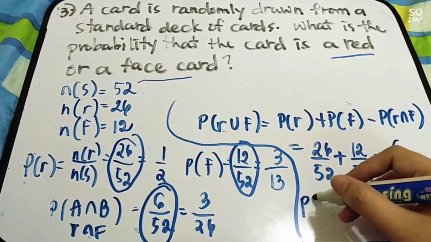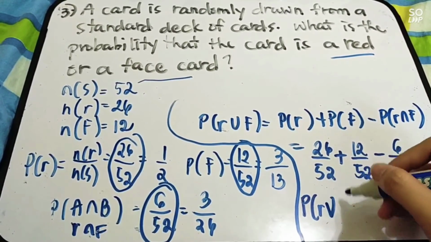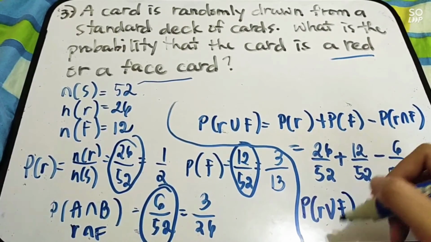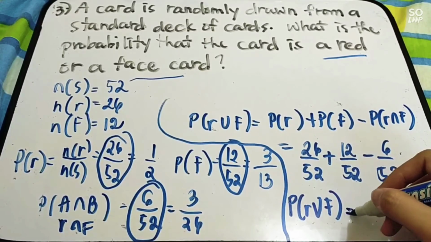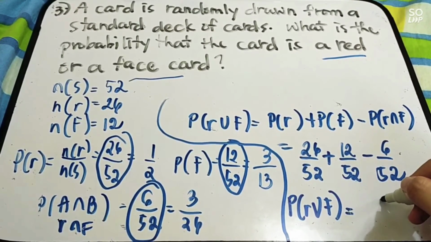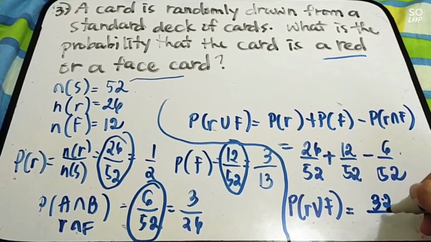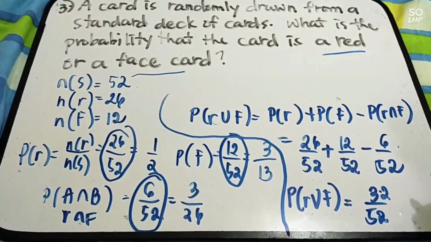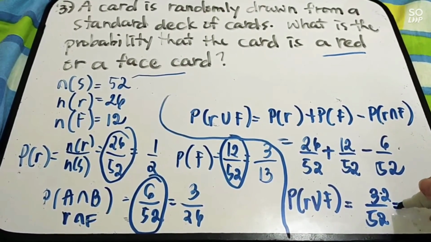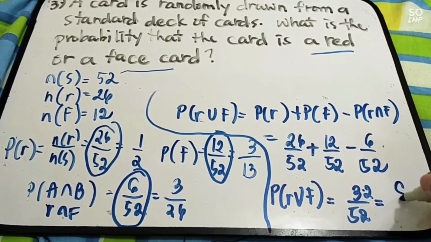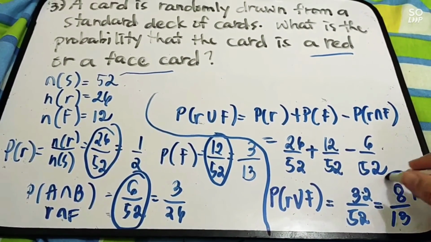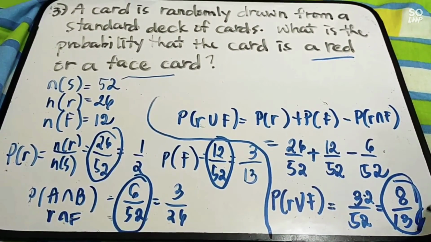So, therefore, the probability of the red union, the red and the face cards, or red or face cards, we have here 32 over 52. Or equals, simplify further, we have divisible by 4 siya, we have 8 over 13. So, this is now your final answer.